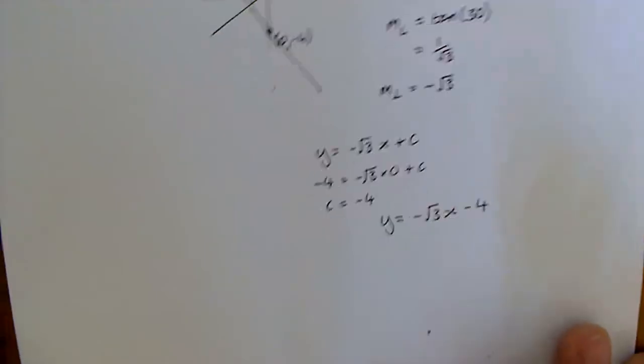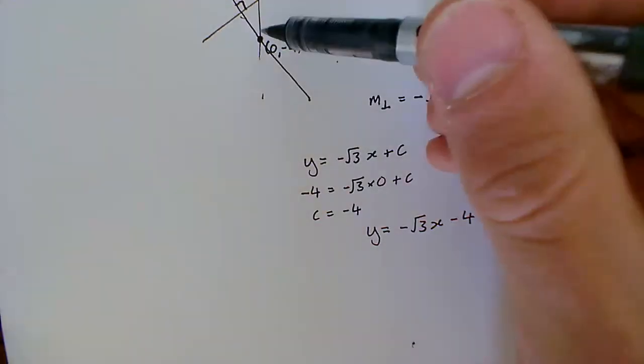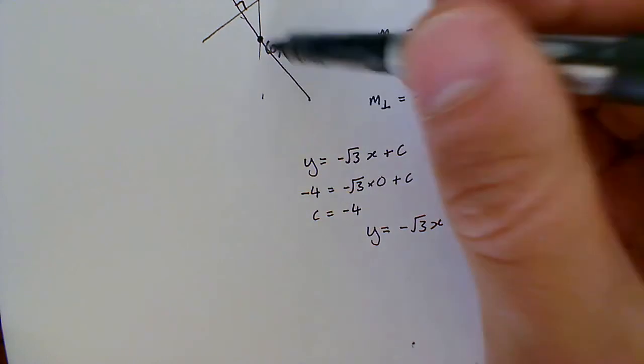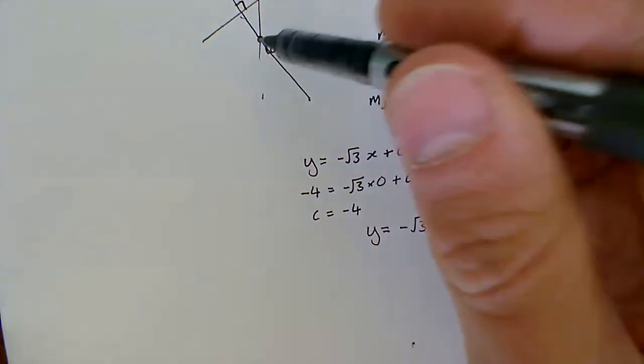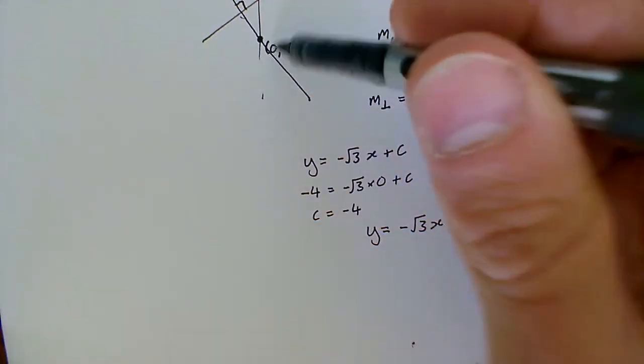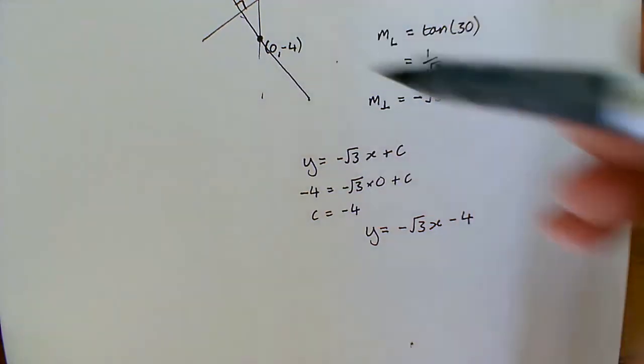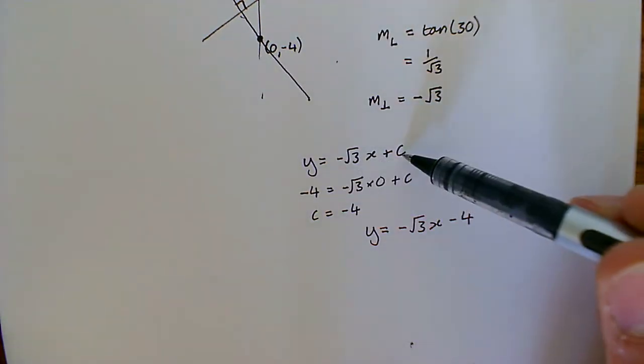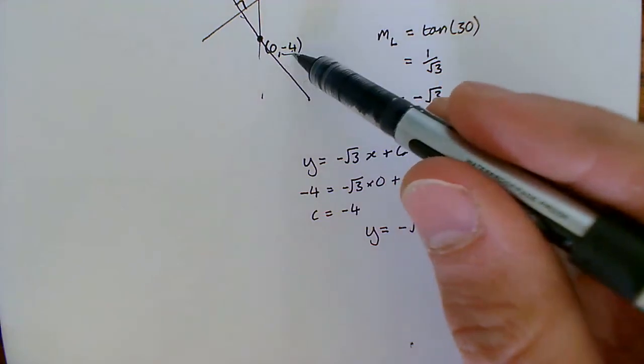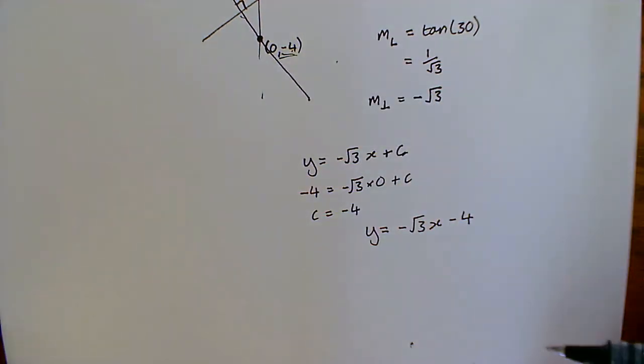Now there is that shortcut I talked about. This point here is actually the y-intercept of that perpendicular line. By drawing a picture, that really helps us see that's the y-intercept. So we always know that in the form y = mx + c, c is the y-intercept. So it shouldn't be surprising that c turned out to be the minus 4 there.